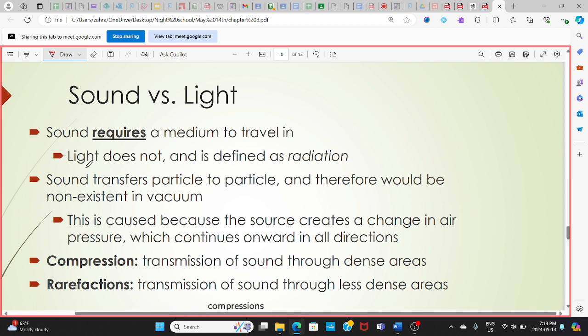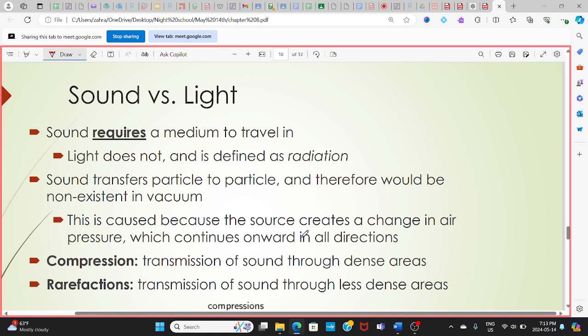And also, you cannot speak in space. You go to space unless you can survive without breathing. So you cannot speak, because to speak, you need air molecules to vibrate and travel through some medium. Now, sound transfers particle to particle and therefore would be non-existent in a vacuum.